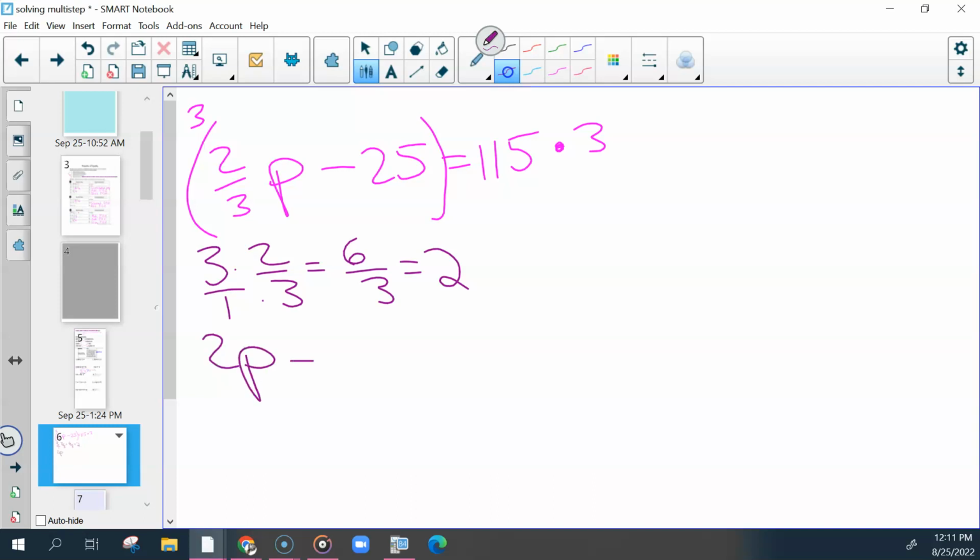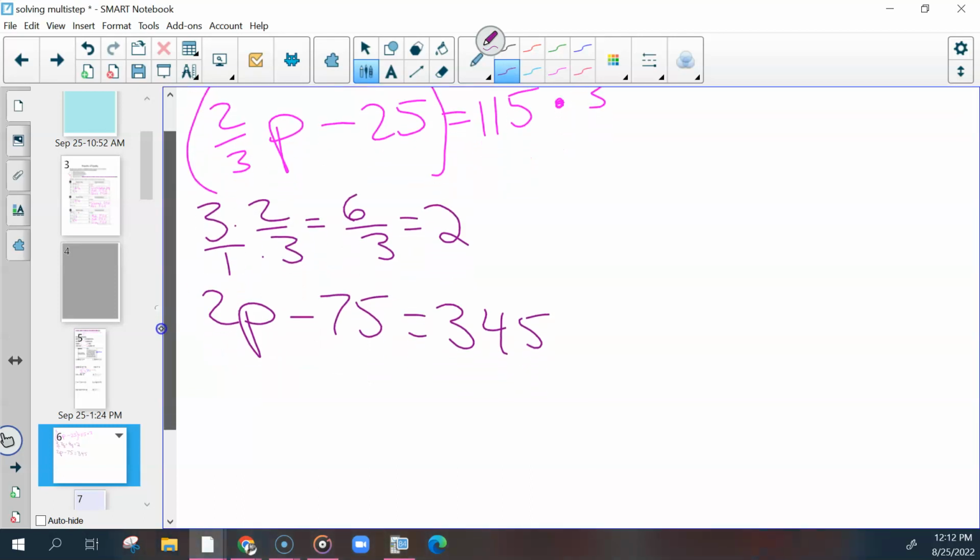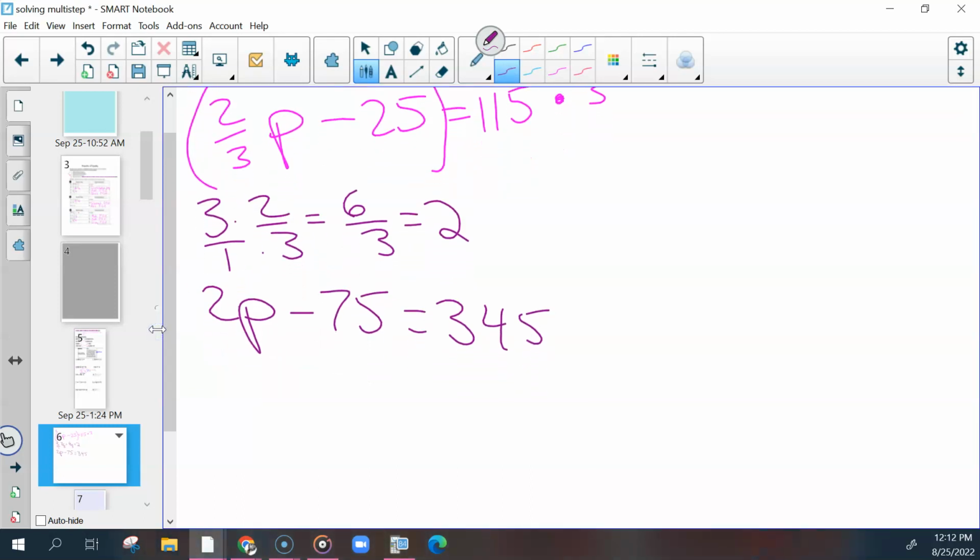3 times our negative 25 would give us negative 75, and 115 times 3 would be 345. Someone to check that for me. Okay. Sometimes I'm not confident with that stuff. I should be more confident. Okay. And then we would solve it just like normal. But now we don't have any fractions. They're just bigger numbers. So if you would rather have the fraction and not bigger numbers, then do the first method. If you don't care that they're bigger numbers and you're glad that the fraction is gone, then you can do it this way.